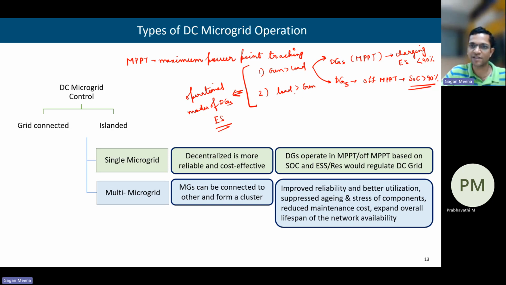The second case is when the load is greater than generation. In this case, they will be operating at maximum power point and supply the load. Therefore, whenever they operate at maximum power point, the storage will regulate the DC grid voltage.